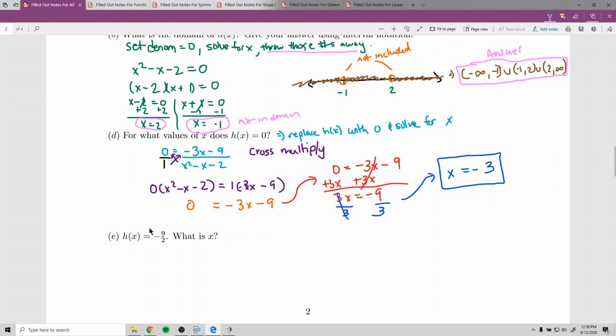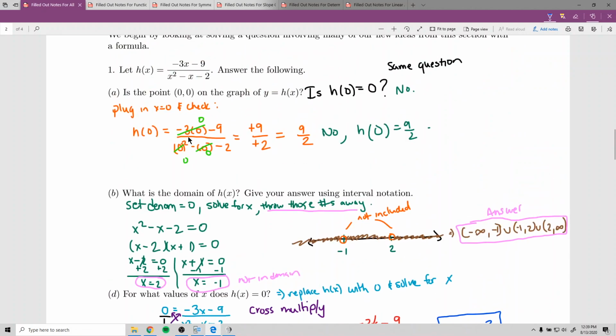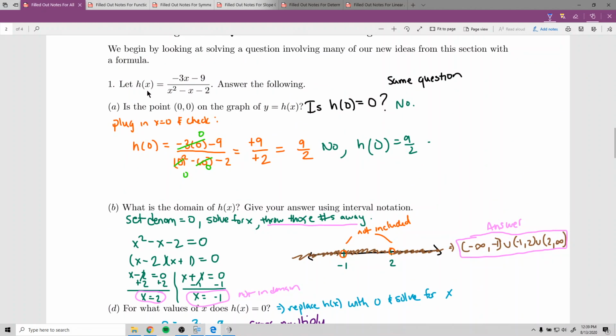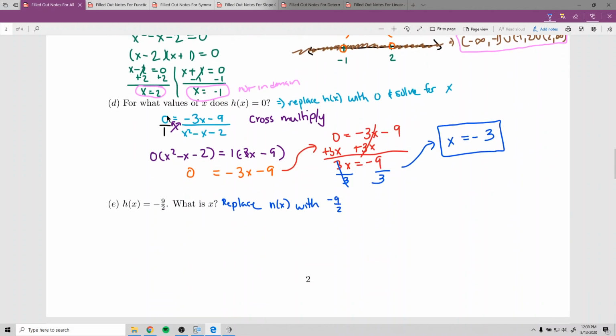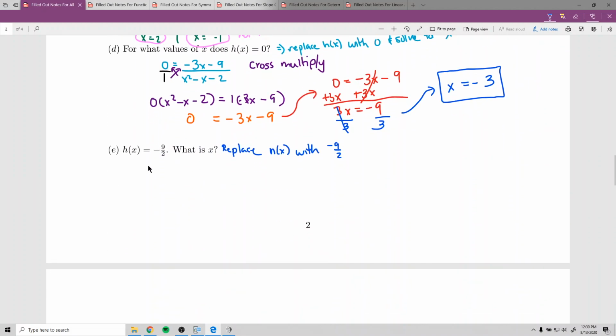Right, so the last one is very similar, but instead of h of x equals 0, it's -9/2. So when it's not 0, it's going to take some more time. But let's go ahead and replace our h of x with -9/2. And so reminder, h of x is this. We're replacing the left side with -9/2. -9/2 equals, this is h of x right here, so I'll use this: -3x minus 9 over x squared minus x minus 2.